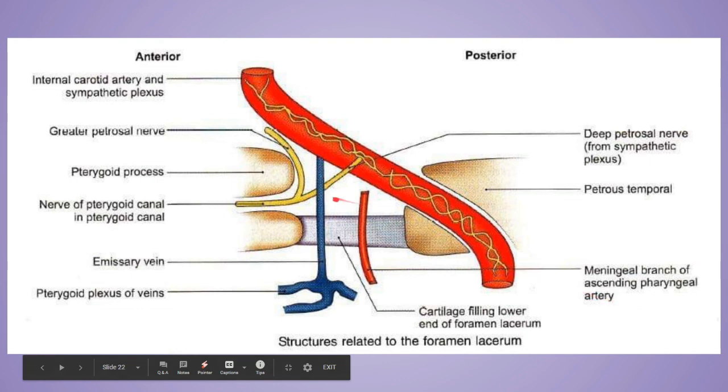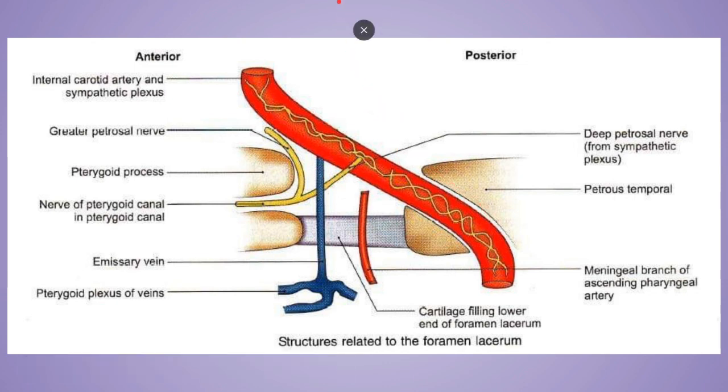However, the upper part of the foramen is traversed by, as you can see, the internal carotid artery with venous and sympathetic plexus. Now in the anterior part of the foramen over here somewhere, the greater petrosal nerve and the deep petrosal nerve from the sympathetic plexus both unite in the anterior part of the foramen lacerum and form the nerve of the pterygoid canal, known as the Vidian's nerve. This nerve of the pterygoid canal passes in the pterygoid canal, and it leaves the foramen by entering the pterygoid canal in the anterior wall of the foramen lacerum.